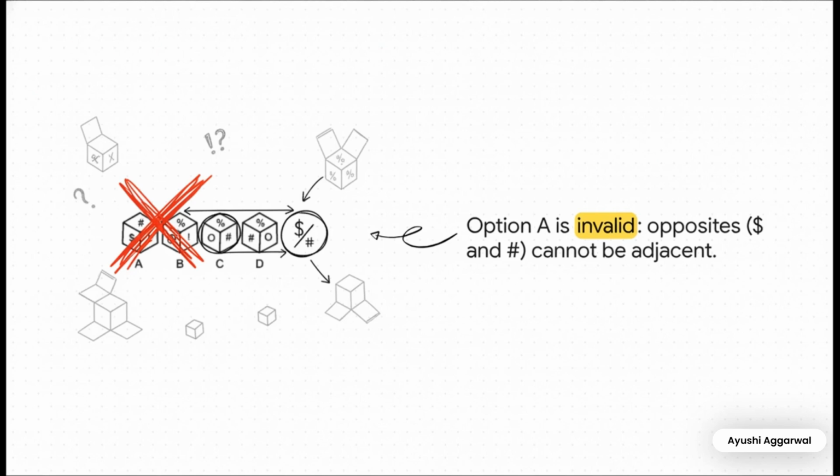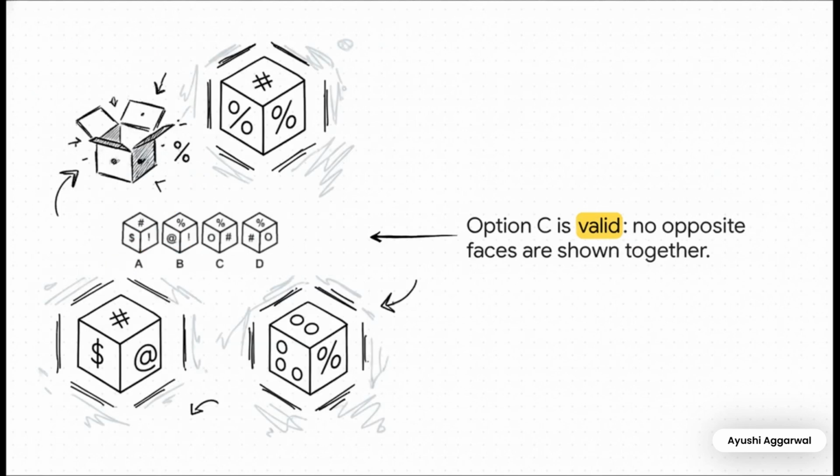We eliminate it. Now let's check out option C. Here we see O, hash, and the percentage sign. Are any of those an opposite pair? Well, O's opposite is @, not here. Hash's opposite is the dollar sign, not here either. And percentage's opposite is the exclamation mark, which also isn't here. Since no opposite faces are shown together, this means option C could totally be a valid dice.